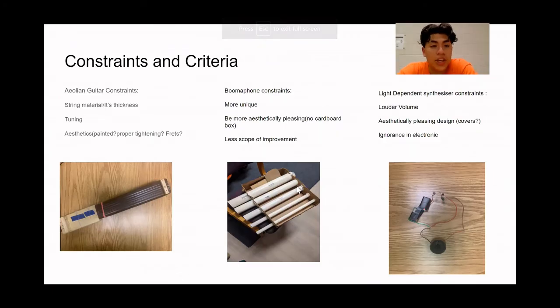Moving on to the constraints and criteria, for the Aeolian guitar, we see that the string material, specifically its thickness, is a very key constraint because with its tuning, it's not going to be effectively played, and at the same time, it wasn't played by the wind because of how loose the strings were. With the aesthetics, it seemed more like something that was pulled out of a junkyard. At the same time, it was just a lot of hot glue, just kind of a mess, junked up together just to make something happen.